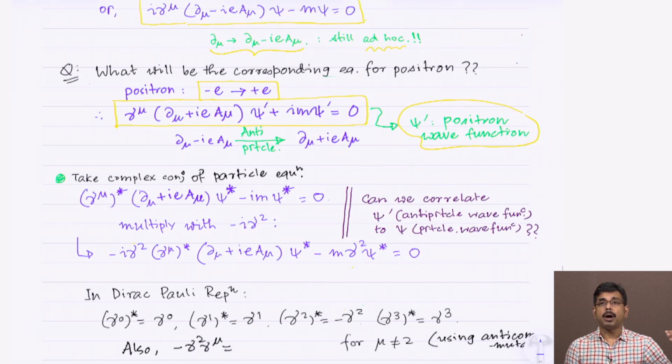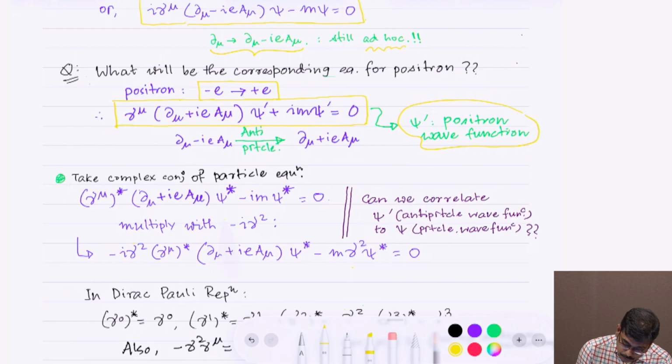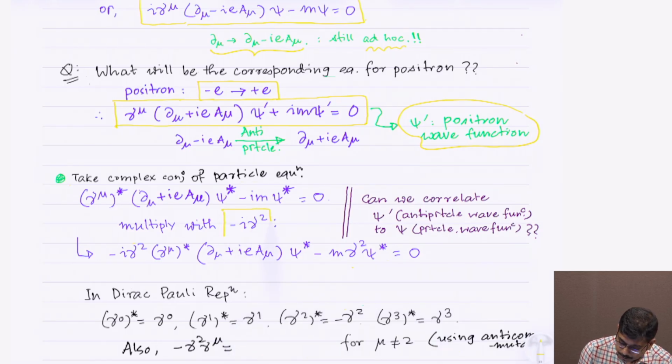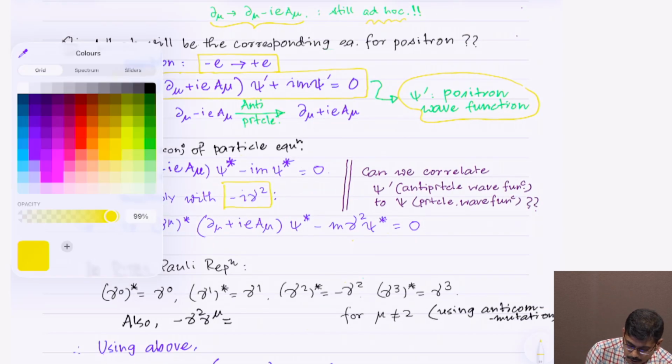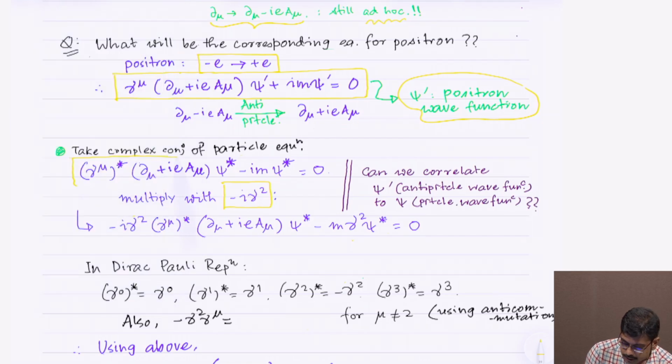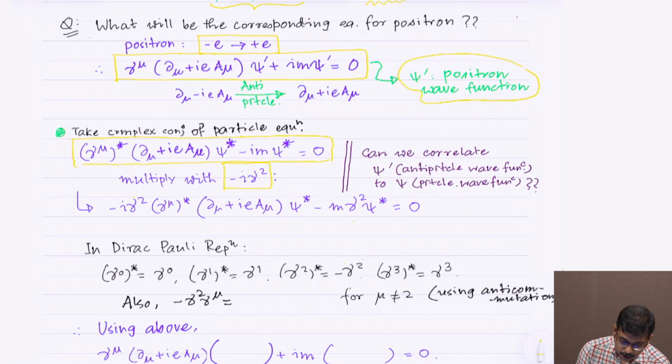Now I am going to multiply this equation from the left hand side with minus i gamma 2. Why I am doing this will be apparent in a moment, but let us do that at the first go. I am multiplying this whole equation, which we obtained for the complex conjugate of the particle or the electron equation, by minus i gamma 2. This is minus i gamma 2 gamma mu star times del mu plus i e A mu psi star, and this will become minus m gamma 2 psi star equal to 0.